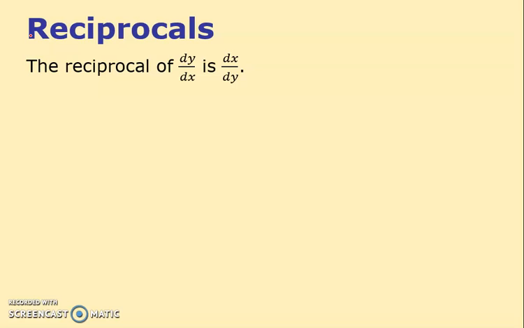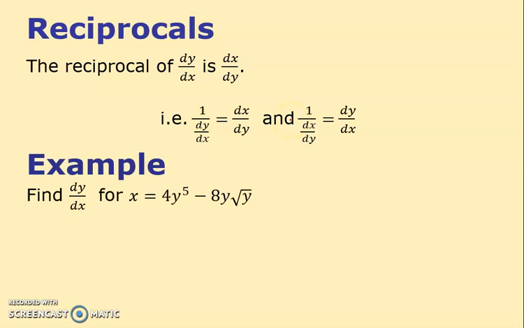Okay, so reciprocals, let's just remind ourselves, obviously the reciprocal of dy by dx is dx by dy. This is what we've been playing around with, perhaps finding this but then using this. So this is basically just another way of saying it. If I find the reciprocal of dy by dx, I get dx by dy. If I find the reciprocal of dx by dy, I get dy by dx. So we can use the fact that they're reciprocals when finding these.